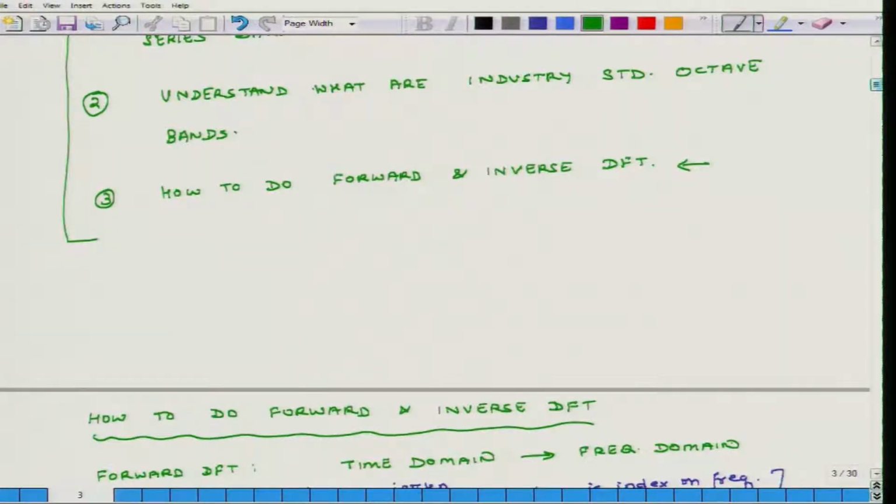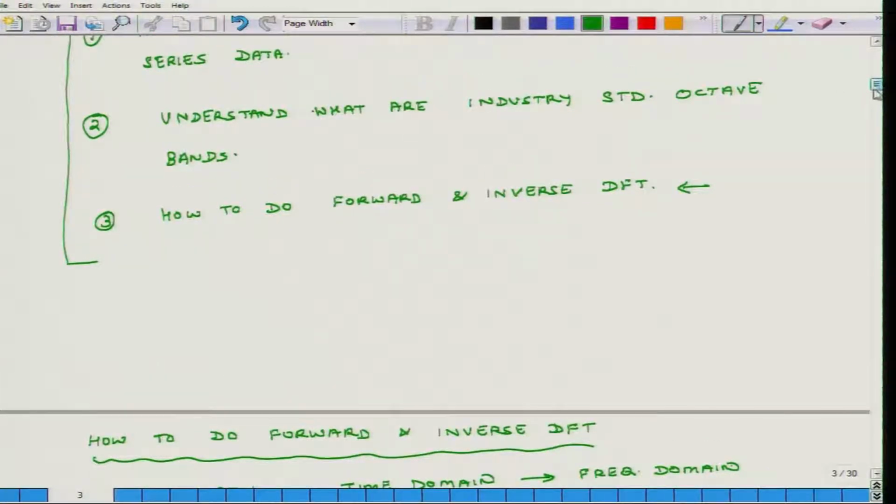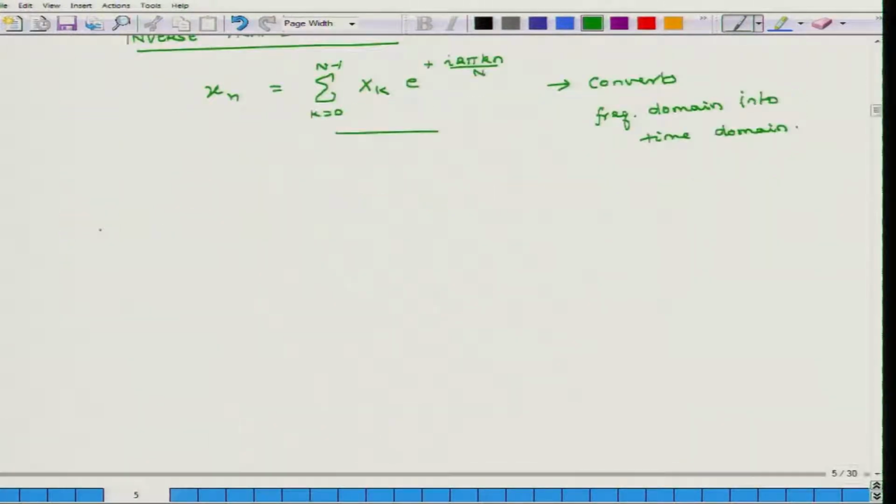So, the next thing we are going to discuss is to understand what are industry standard octave bands. So, once we do these, then we will address the third question. So, our next theme is going to be what are industry standard bands.